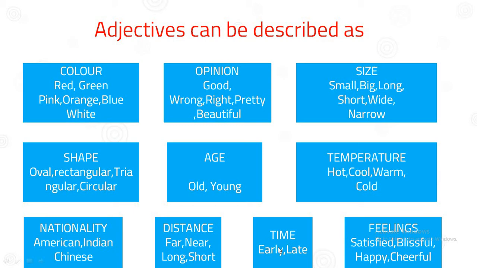Then comes time: early, late. Feelings: satisfied, blissful, happy, cheerful. So these are all the ways by which we define a noun, and those descriptions of a noun act as adjectives. I hope this is clear to you, that we describe a noun in the following manner, or with the following parameters.